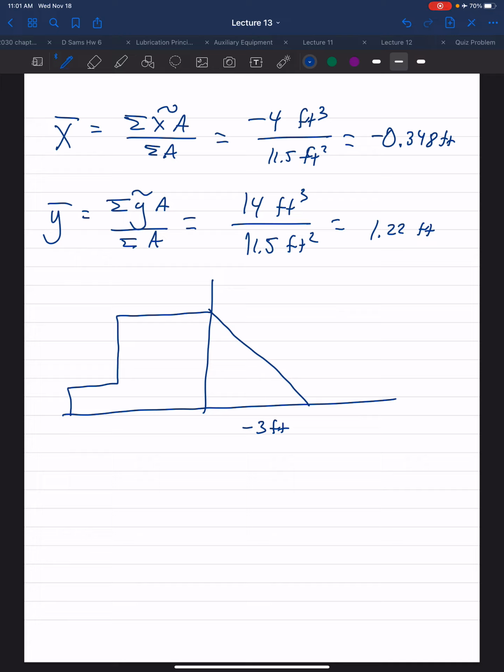this is 3 feet, this is 2 feet, the origin, and this is 1 foot, 2 feet, and 1 foot. This was the initial composite shape. Then the center of gravity, or the centroid for this irregular shape, would be -0.348 feet in the x direction and 1.22 in the y direction. So somewhere, let's say right here, that's what the centroid is, the shape. And this is how we determined it.